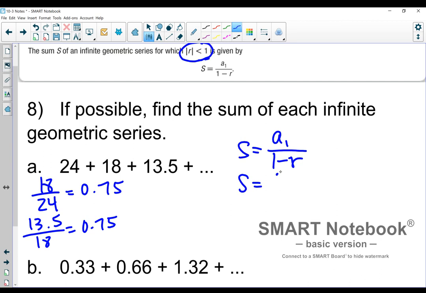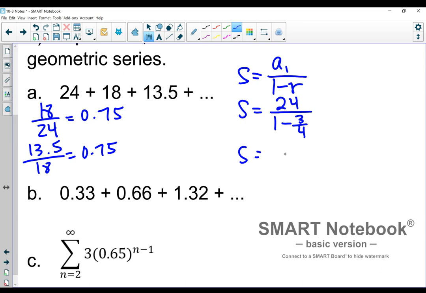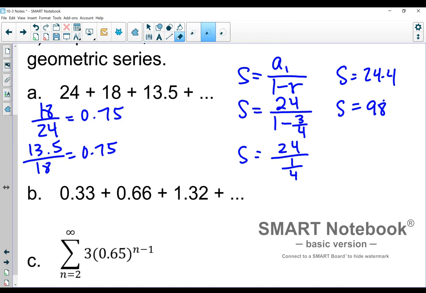So a sub 1 is 24, and then over 1 minus r. So 1 minus, I'm going to write this as 3/4, which is 1/4. 24 divided by 1/4 is the same thing as 24 times 4 over 1. So I end up with 96. And for some reason I wrote 98. So let's fix that. So 96.